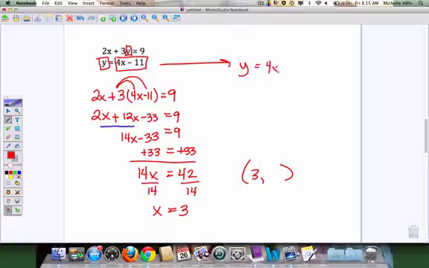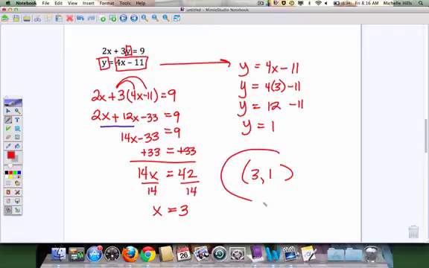Again, I find it easier to go back into the one that the variable's already isolated. You could substitute 3 for this x and have 2 times 3 plus 3y equals 9 and solve for y that way, and you'd get the same answer. But I'm going to substitute 3 in place of this x. So 4 times 3 minus 11. Well, 4 times 3 is 12, and then bring down my minus 11. And 12 minus 11 is 1. So I believe these intersect at the point 3, 1.